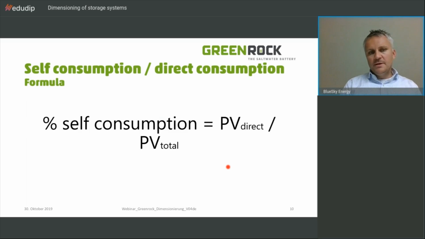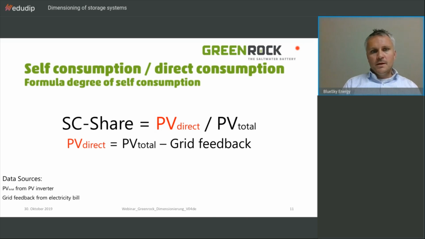And the formula basically is, and I do not want to bore you too much with formulas, how much of the PV is directly consumed in relation to the total PV production. You can see that's the self-consumption share: PV direct, or photovoltaic direct consumption, in relation to total photovoltaic production.